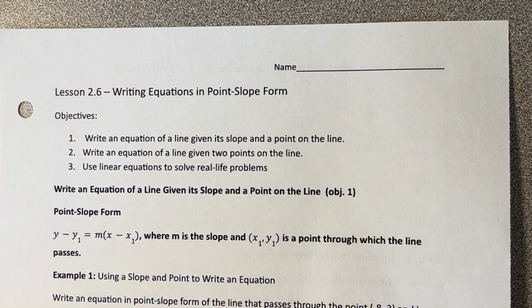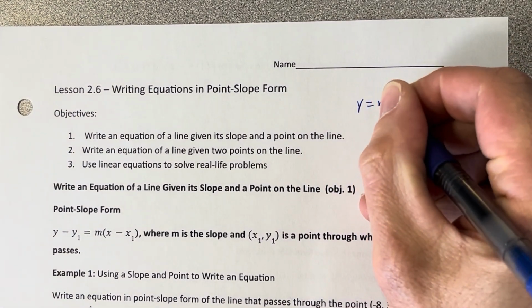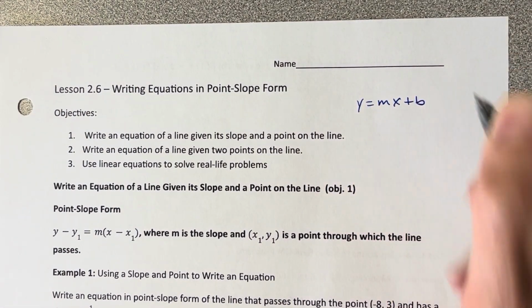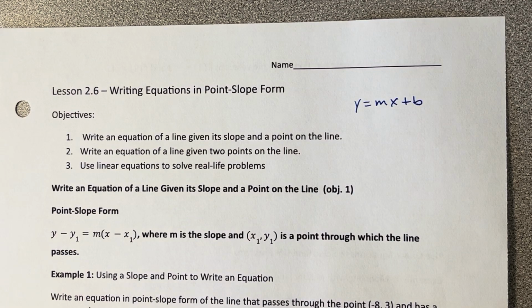Hello, Algebra 1. So today we're going to be looking at writing equations in point-slope form. To start things out, we've already looked at slope-intercept form, I believe, which is y equals mx plus b. And this is a different format, okay?